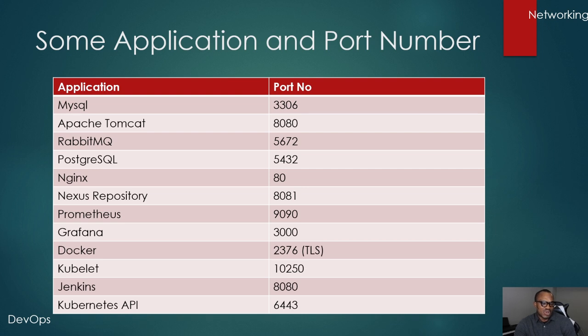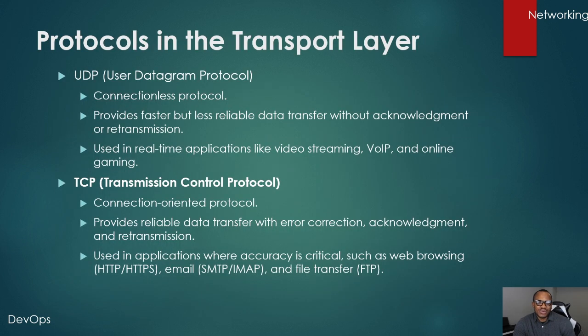You have your PostgreSQL on 5432. You have your Docker on 2376. You have your Prometheus on 9090. You have your Kubernetes API on 6443. And so on and so forth. You have to familiarize yourself with these port numbers and use them accordingly in your CI/CD process. Let's look at some of the protocols in the transport layer.